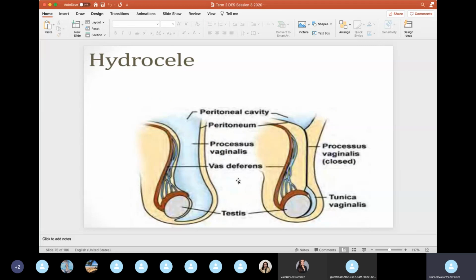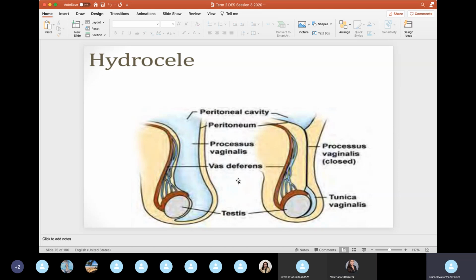Contrast this one with hydrocele. Hydrocele. What's the embryological defect of hydrocele? Anyone? I think it's a patent tunica vaginalis. Excellent. That's it. Failure of the processus vaginalis to obliterate or to close.